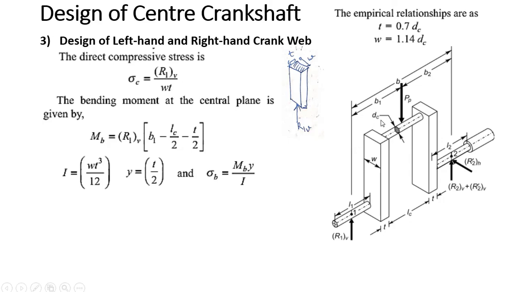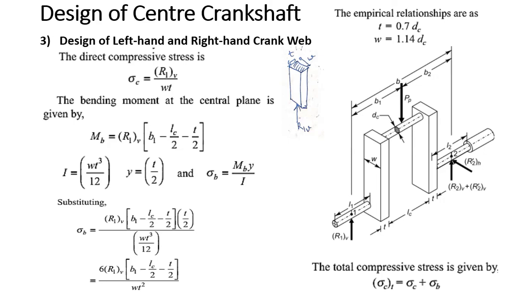So the MB will be force R1V into the distance, which is B1 minus LC by 2 minus T by 2. Now that will be across the center plane. Again, I will be equal to WT cubed by 12, that is the area moment of inertia for a rectangular body about the axis. Y is again the outer distance, that is T by 2. Sigma B, again from the bending equation, MB Y by I. Just substitute every component in this sigma B and you will calculate this.